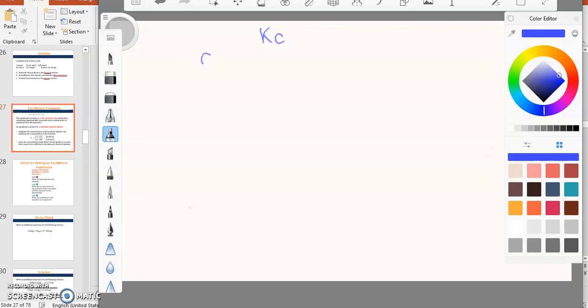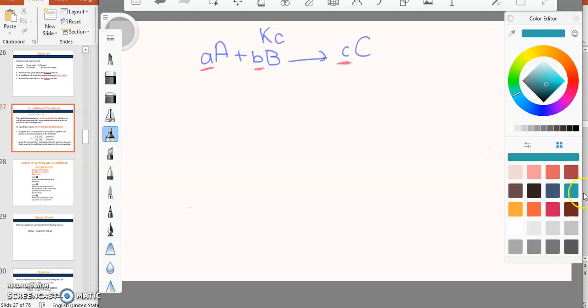So if we have this equation A plus B gives us C. Can you guys see this section here? Okay, keep an eye on those.